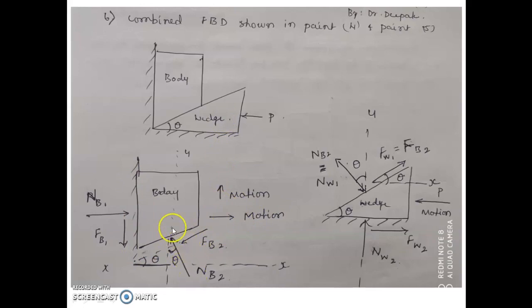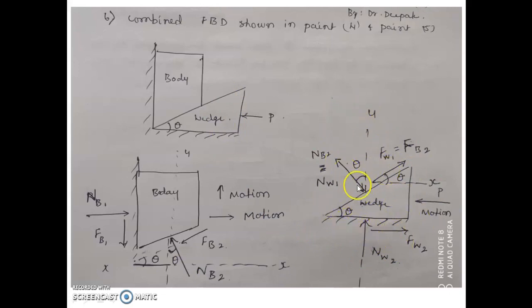And the reaction force, because this is also a second contact surface of the block or body with the wedge. This is the normal reaction making an angle theta with the vertical axis. Similarly, let us consider the free body diagram of the wedge. Here also you have two contact surfaces. One is this inclined surface, which is in contact with the block or body. Another one is with the horizontal surface.